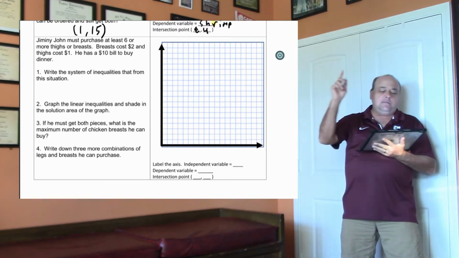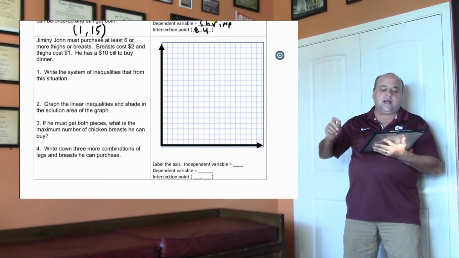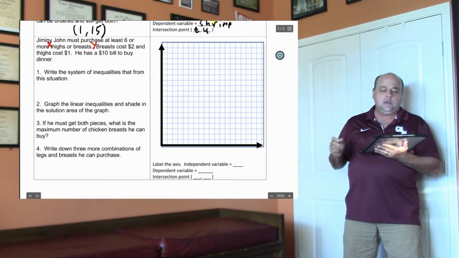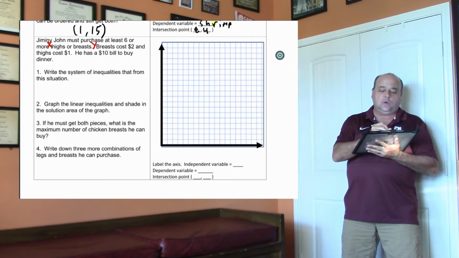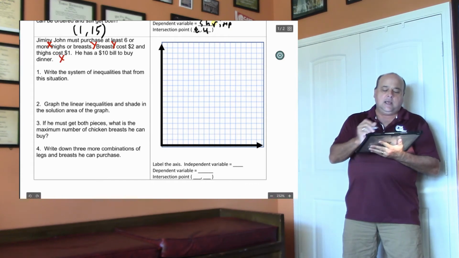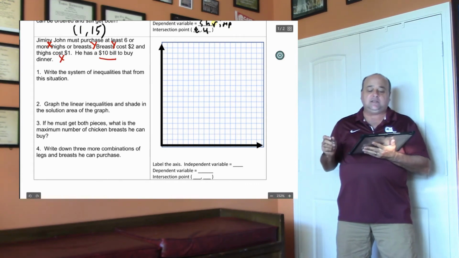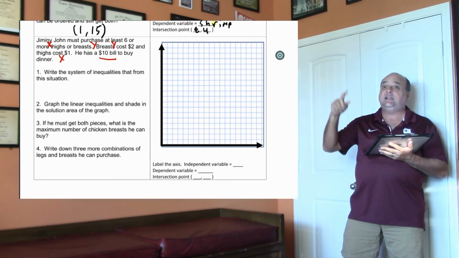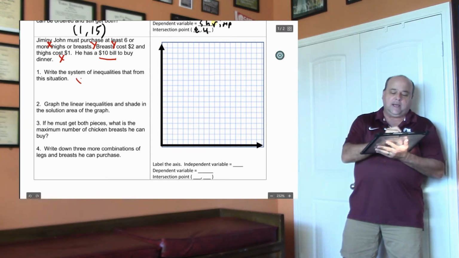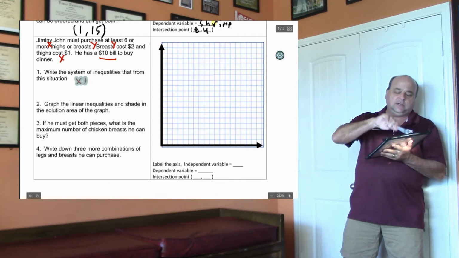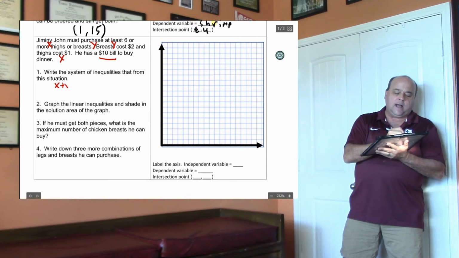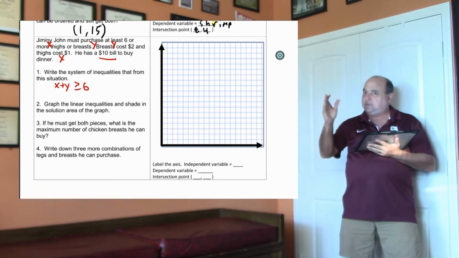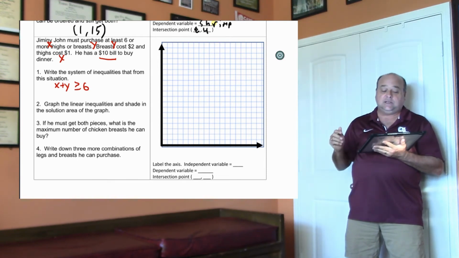Jimmy John must purchase at least 6 thighs or breasts, okay? So we're going to let X be thighs and Y be breasts. Breasts cost $2, thighs cost $1. He has a $10 bill to buy dinner. So he wants at least 6. At least 6 means 6 could work. So X plus Y has to be greater than or equal to 6. Okay, 6 is at least 6.